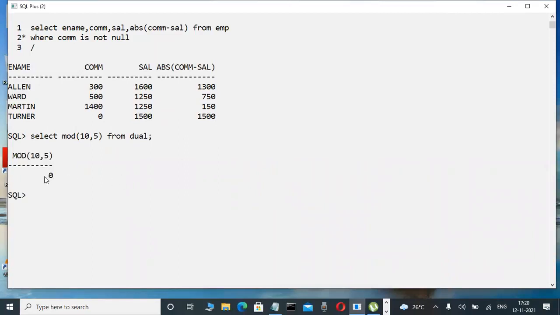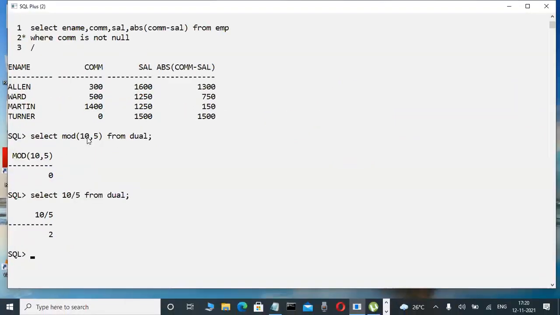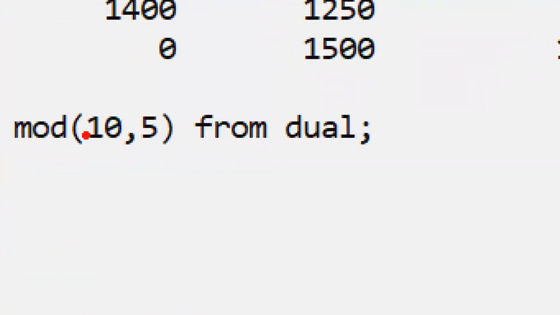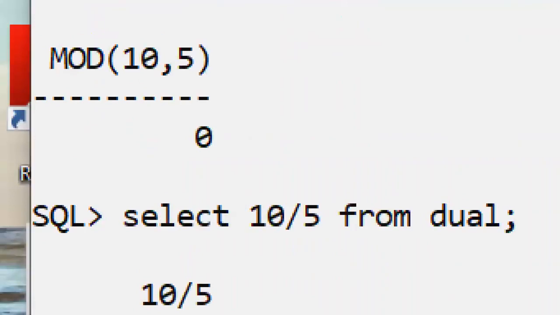I press the enter key, 0. Suppose in the future 10 divided by 2 means a function is not required. 10 by 5 or 10 by 2, like this only from dual. In that case, here it is 2 only. That is different. This is division or not? Yes, here this is 2, but here mod of 10 comma 5 anything means this is a remainder.